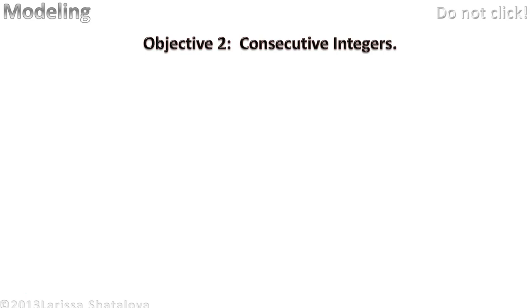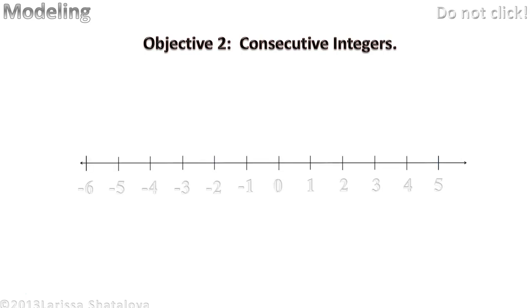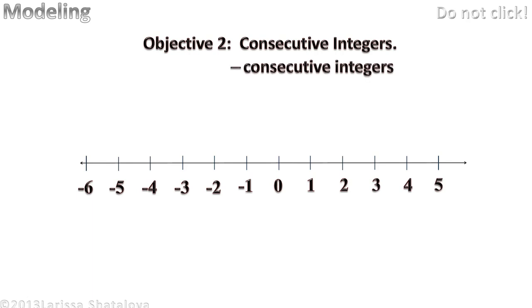Consecutive integers. If you show a real number line, on the real number line we can see integers, negative and positive, and we call them consecutive integers. They're in order.